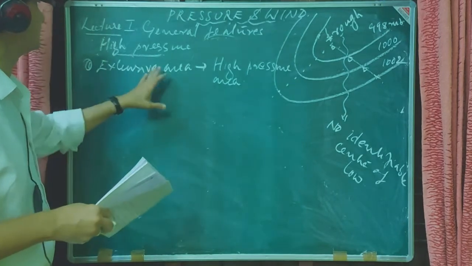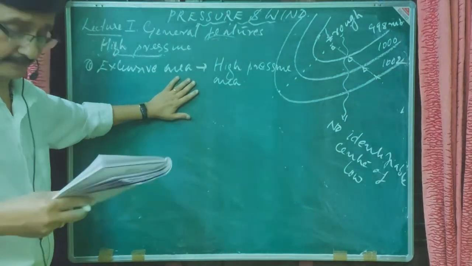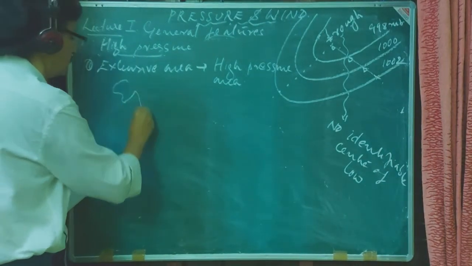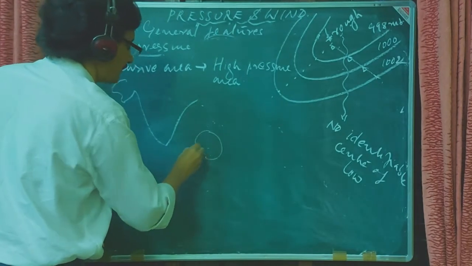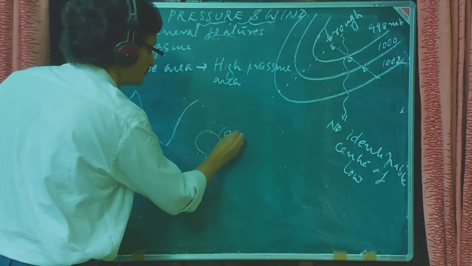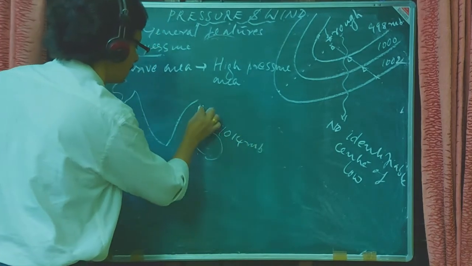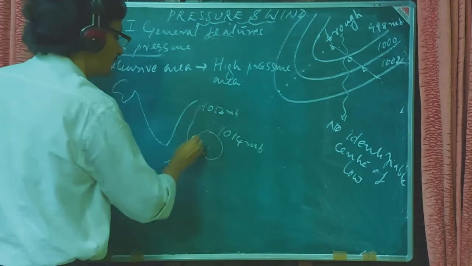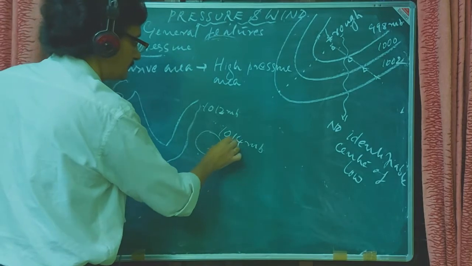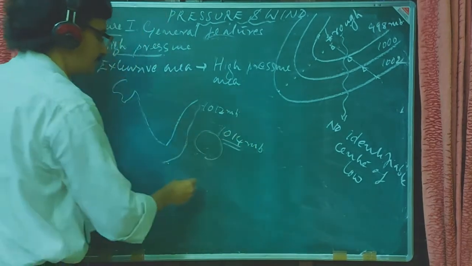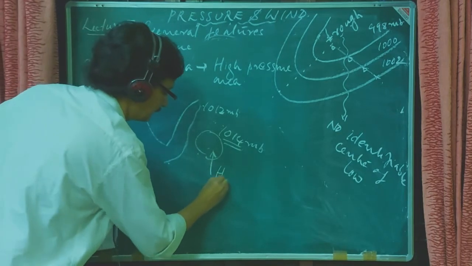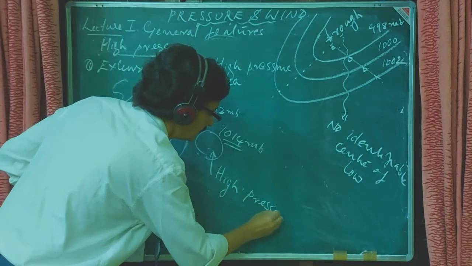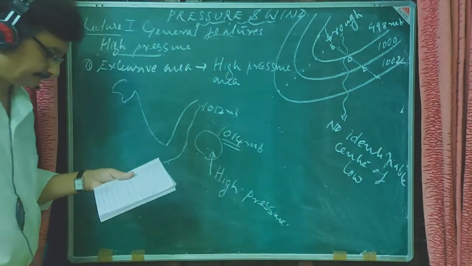No doubt this extensive area must be of the same elevation, and say if there is a fairly recognizable center, say I am putting 1014 millibar, and here let it be 1012 millibar. That is, compared to nearby surroundings, there is a fairly recognizable center of high pressure. It will be called a typical high, or typical high pressure. Clear?